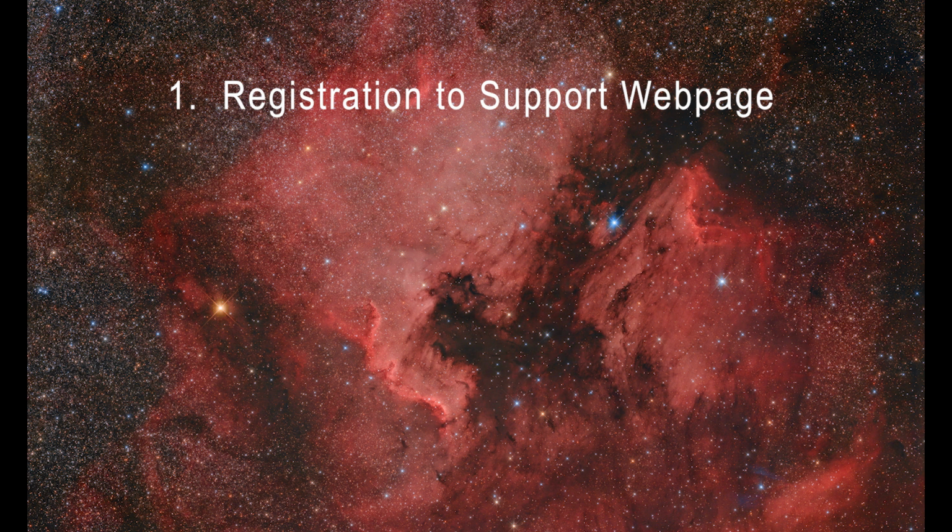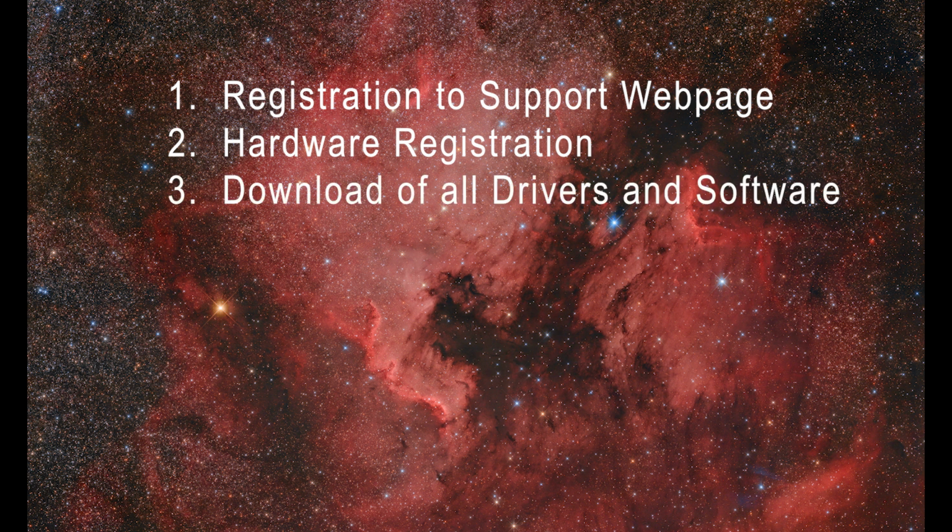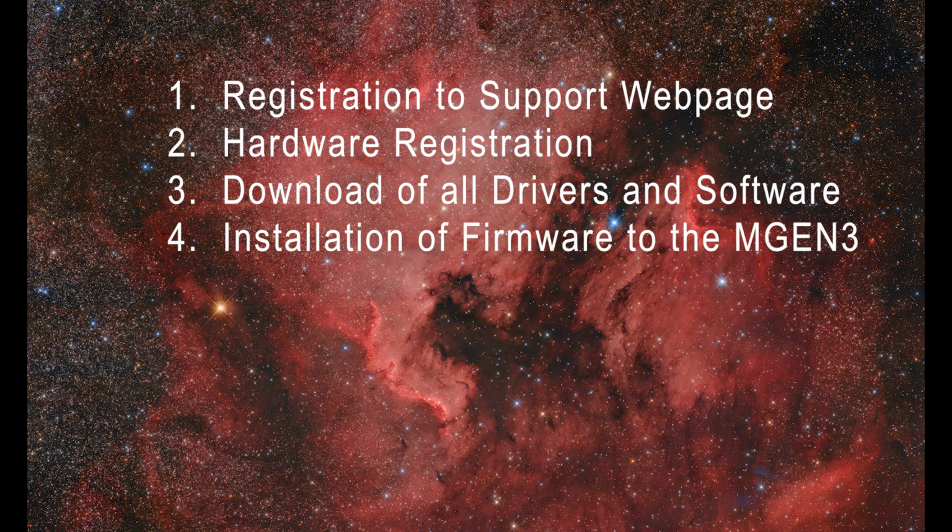First, you need to register on the support webpage. This is a one-time only step. Second, you need to register your Mgen hardware. This also needs to be done only once. You need to download a key file, the firmware itself, and an installation software. The last step then is actually the upload of the firmware to your Mgen autoguider.